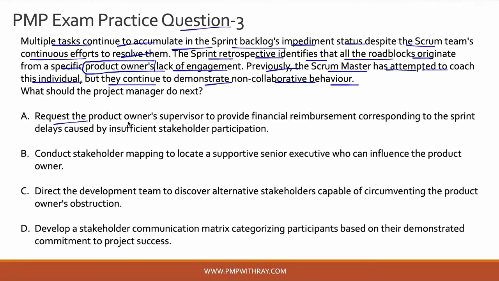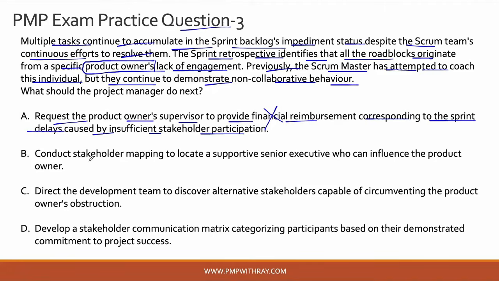Option A, request the product owner supervisor to provide financial reimbursement corresponding to the sprint delays caused by insufficient stakeholder participation. Okay, this is preposterous, right? You can't ask for these kind of financial reimbursements or penalties within an organization. I hope none of you have selected this answer choice because it is against basic decorum of a matured project management organization, right? It might happen in sort of a mom and pop situation. However, in a standard professional project management environment, you cannot really ask for financial reimbursements.